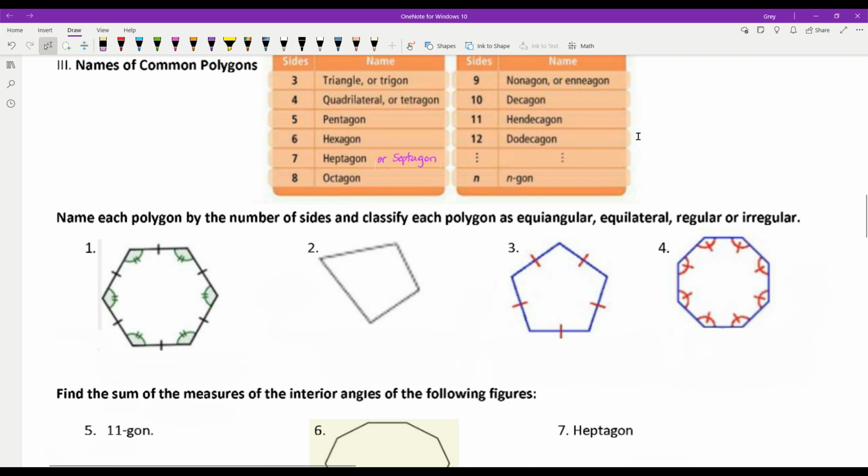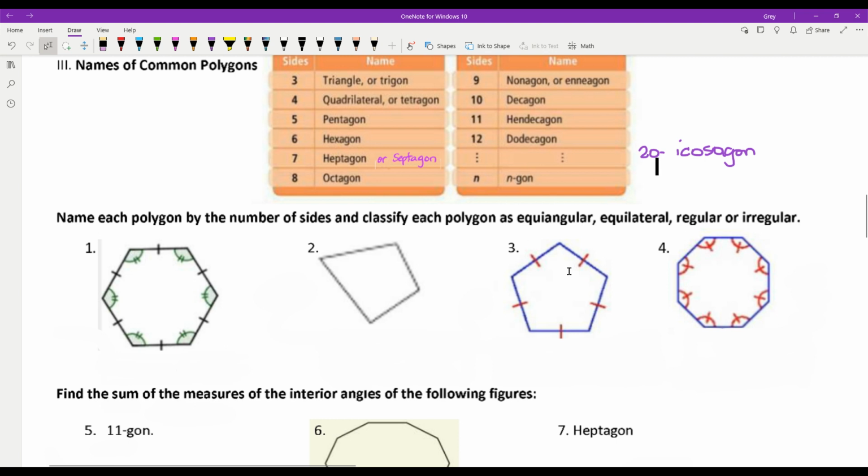12, dodecagon. And then we also have a common one, icosagon, and that is 20 sides. But generally, if it's over 12, you can just say n-gon. So you could also say 20-gon.